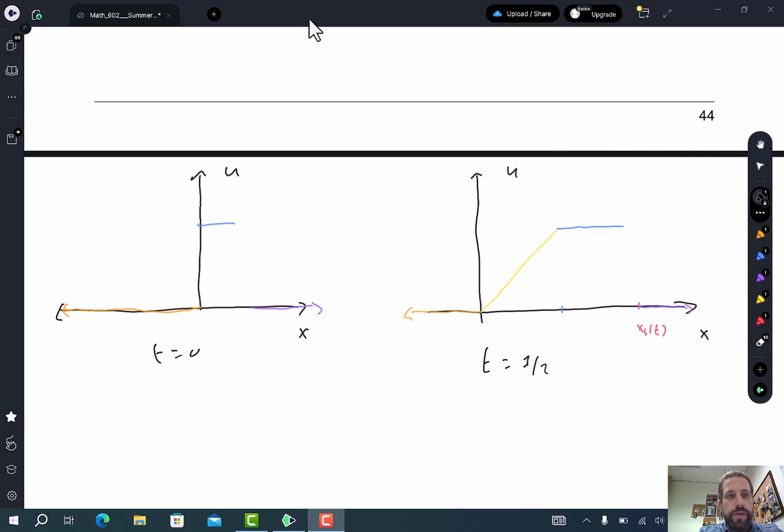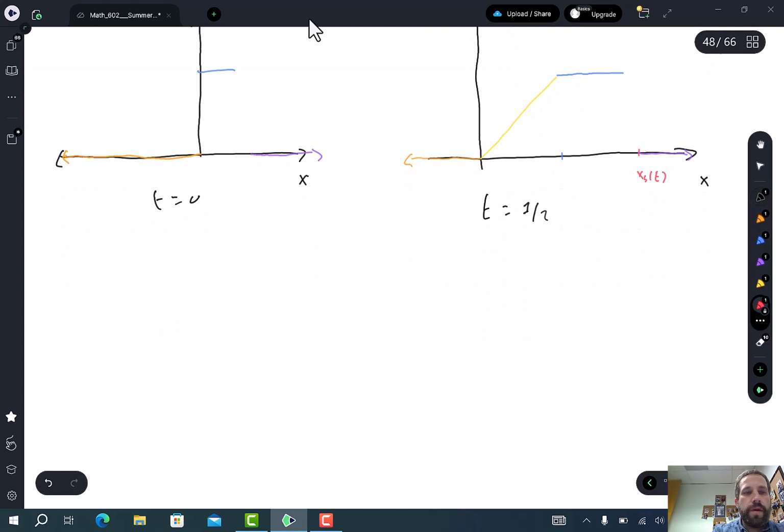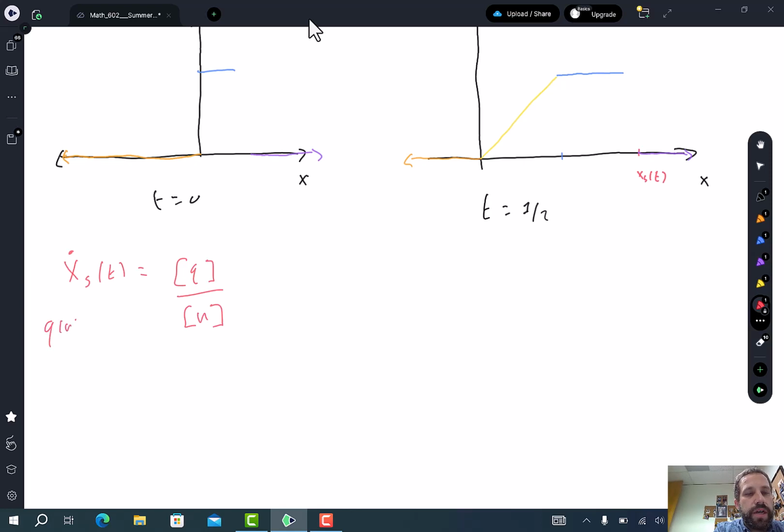So now what I want to do is determine this shock location. I'm going to do this using two methods. I'm going to use the method that we learned first and then another method second. Remember we have that x_s, so this is the shock. So s here means shock. This is going to be a differential equation for the shock location. This is going to be the jump in q over the jump in u. And again, for this problem, for Burgers' equation, q of u is equal to u squared over 2.